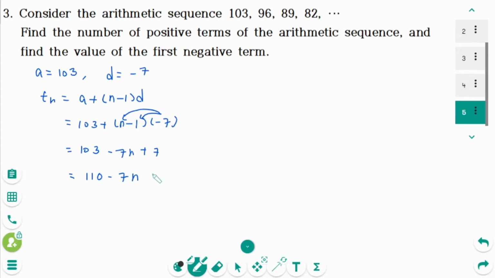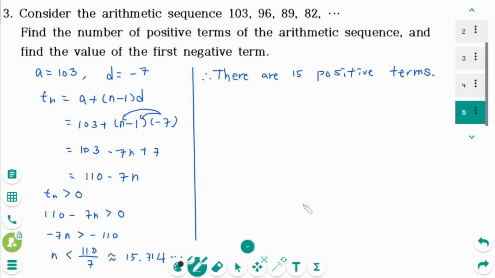The terms are positive provided tn is greater than 0. That means 110 minus 7n is greater than 0. Then move 110 to the right. Minus 7n is greater than minus 110. Then divide by minus 7 on each side. Then n is less than 110 divided by 7, which is 15.714. That means there are 15 positive terms.